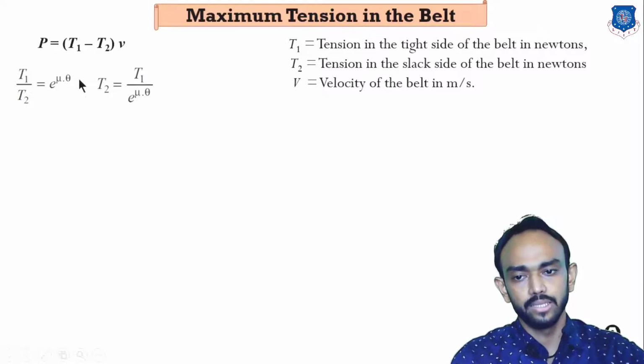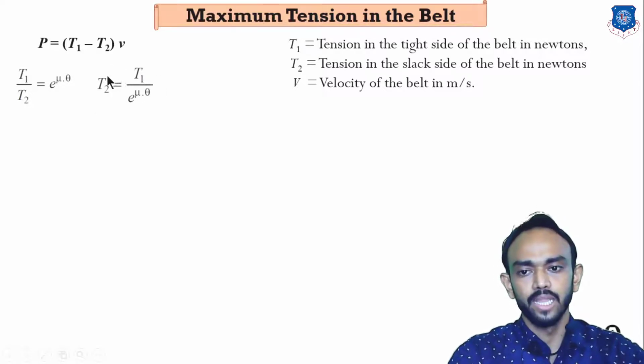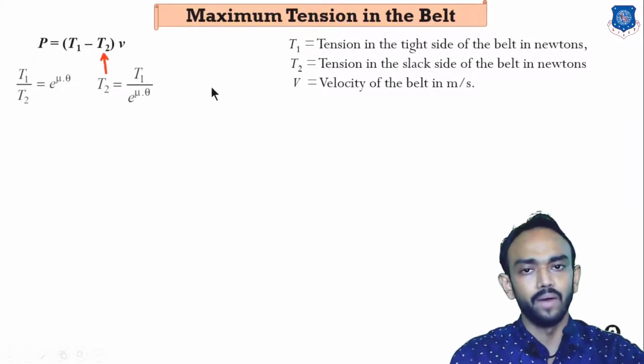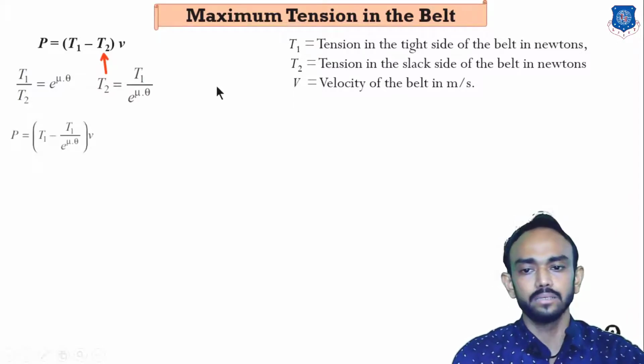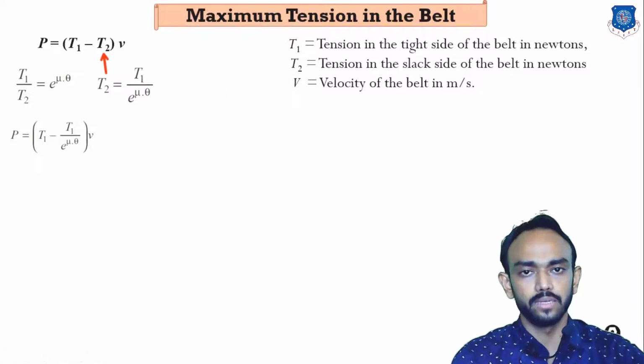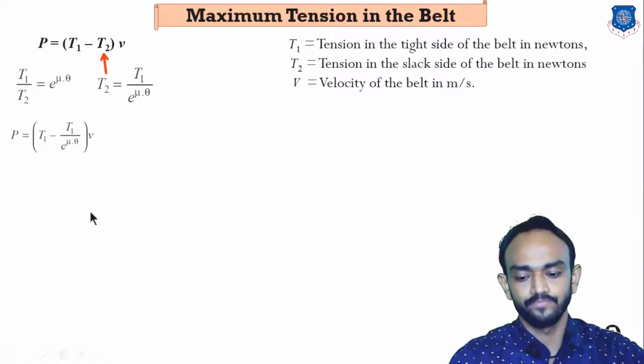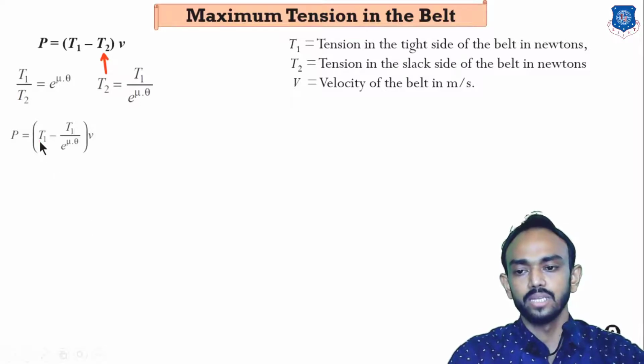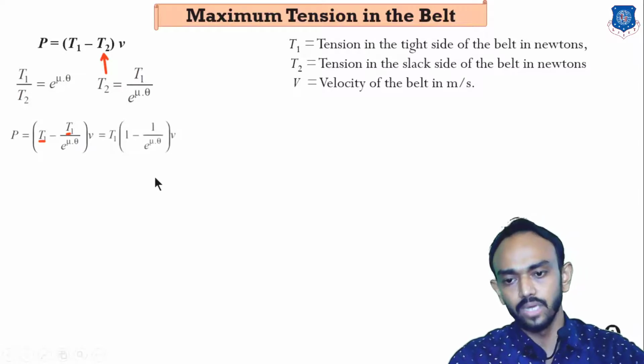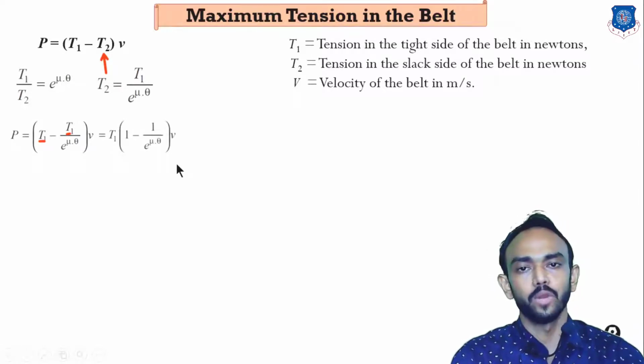Okay, and this value you will put in the equation of power. So you can write the equation of power like this: (T1 minus T2), with the value you have put, is equal to (T1 minus T1 upon e raised to μθ) into V. You will take T1 common here. So you can write this as T1 into (1 minus 1 upon e raised to μθ).